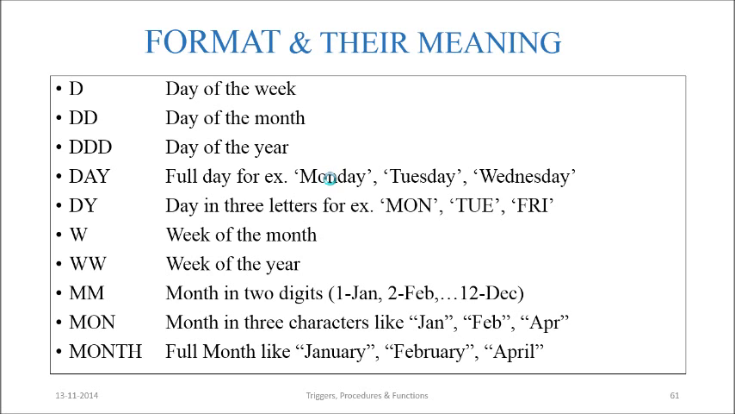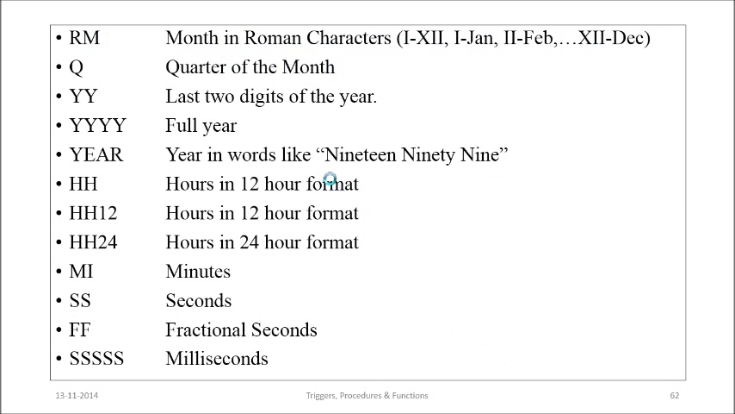Double M specifies month in 2 digits, that is 1 for Jan, 2 for Feb and 12 for December. Then MON specifies month in 3 characters like JAN, FEB, APR, etc. Then MONTH specifies the full month, January, February, April, etc. The RM format specifies month in Roman numerals, that is I for Jan, II for Feb, XII for December. Q specifies quarter of the year.